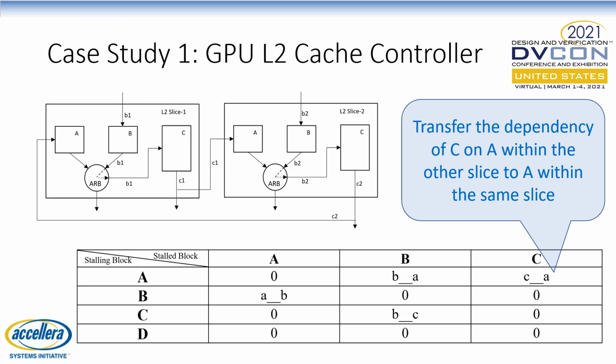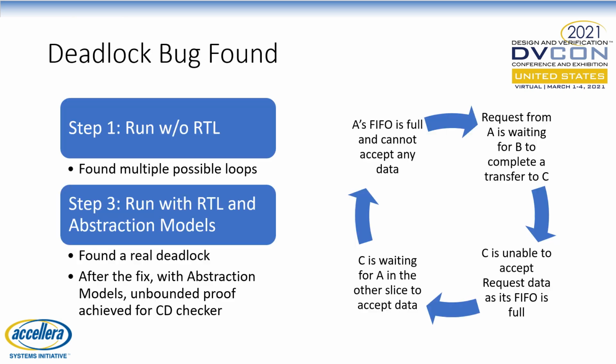To reduce complexity, we have used an abstraction model which transfers the dependency of C on A within the other slice to A within the same slice, as both slices are identical. By leveraging this symmetry in the design, we can formally verify system level deadlocks using the RTL for only one L2 cache slice.